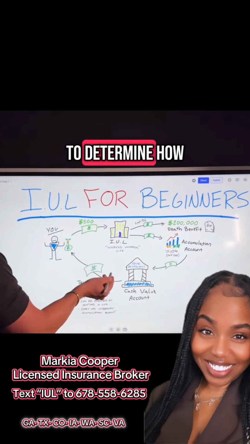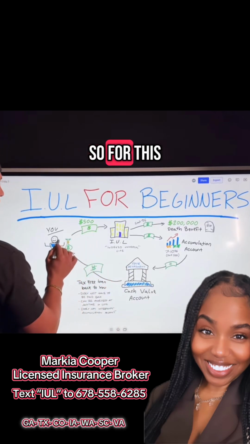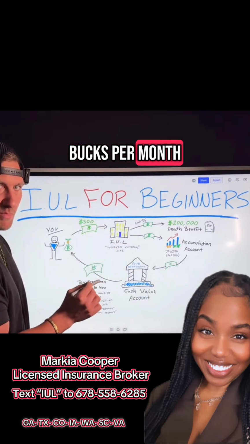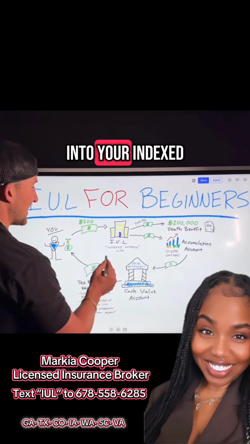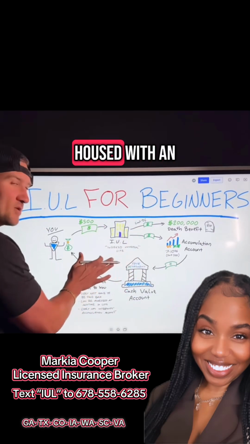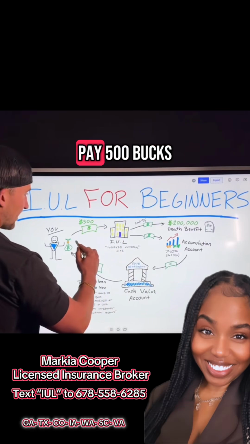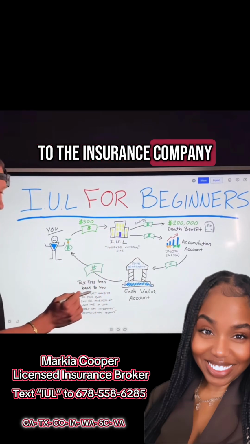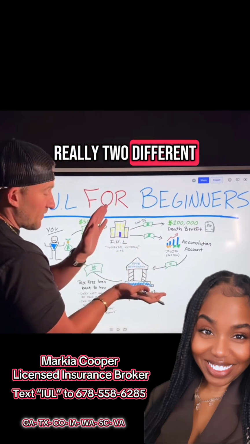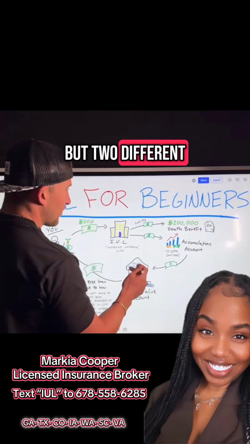So you get to determine how much you want to put in. For this scenario, you're going to save $500 per month, and you're going to put that into your indexed universal life insurance policy. This will be housed with an insurance company. So you're going to pay $500 to the insurance company, and that money is going to split amongst really three different ways, but two different ways right here.